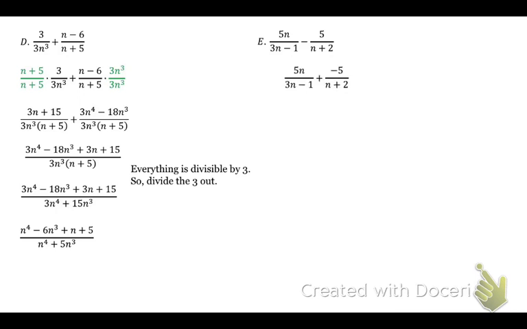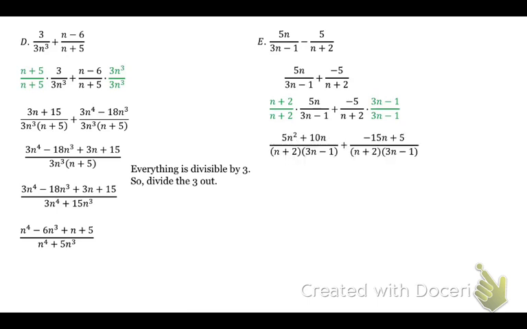Oh, sorry. Whoa. I forgot to distribute that subtraction sign. Remember to distribute the subtraction sign. I know I forgot. Learn from my mistake. Remember to distribute the subtraction sign. Now we're going to multiply it. So you get 5n squared plus 10n over n plus 2, 3n minus 1. And then negative 15n plus 5 over n plus 2, 3n minus 1. So you get 5n squared minus 5n plus 5.